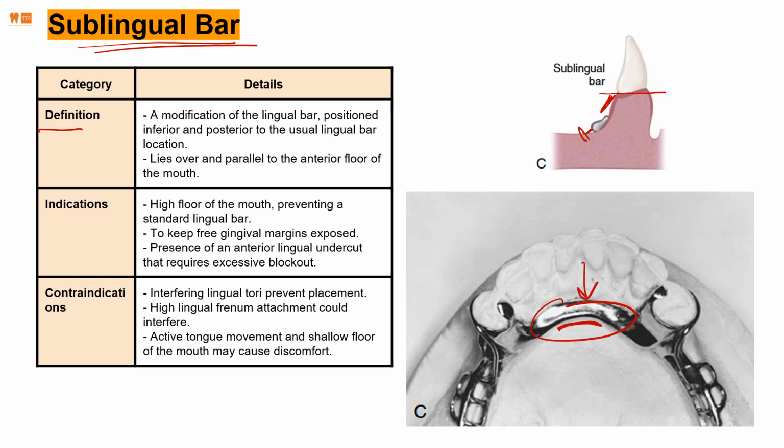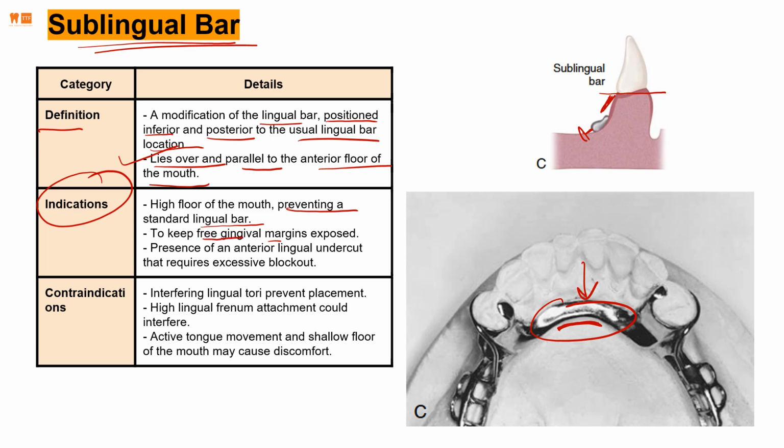Well, the definition: it's a modification of a lingual bar, okay? It's positioned inferiorly and posteriorly to the usual lingual bar location. It lies over and parallels the anterior floor of the mouth. It's that low. Well, when do we use it? What's the indication? Whenever there's a high floor of the mouth, right? It's a really, really high floor of the mouth. It prevents the standard lingual bar.